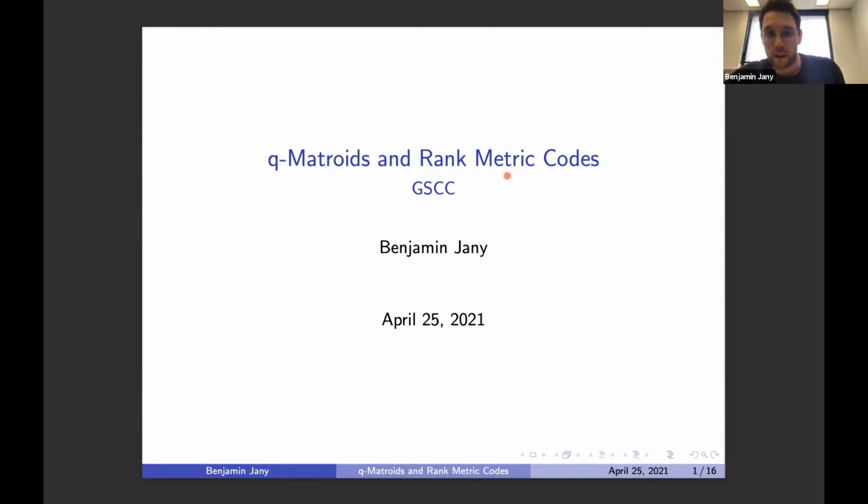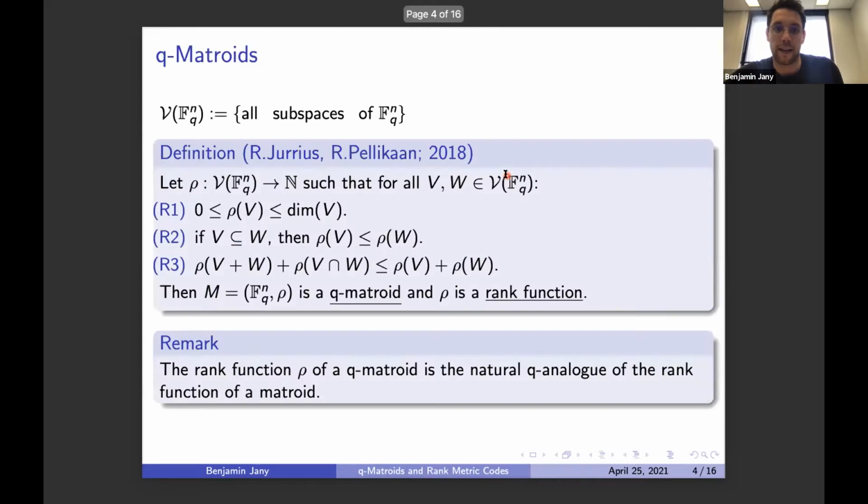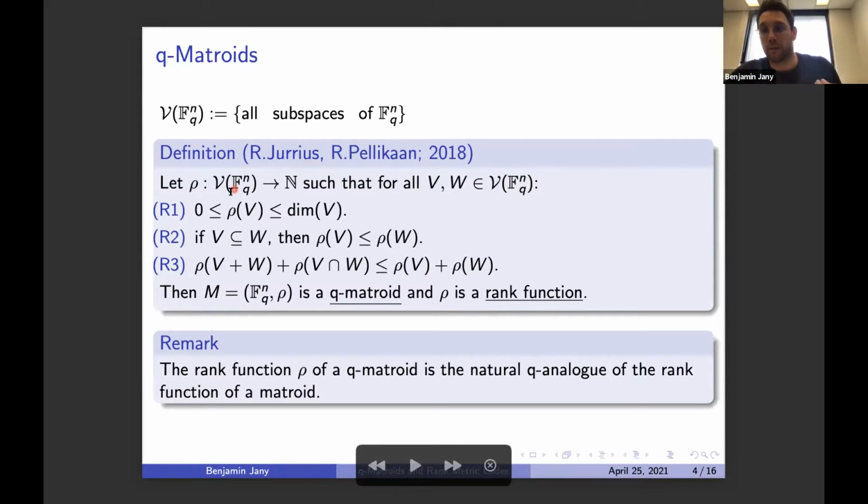Okay, so let me go into the actual definition of a q-Matroid. So Urias and Pelican defined a q-Matroid from a rank function. This rank function is a function from the collection of subspaces of F_q^n to the integers. And here F_q is the finite field of order q, okay? And this function rho needs to satisfy three properties. It needs to satisfy some boundedness properties.